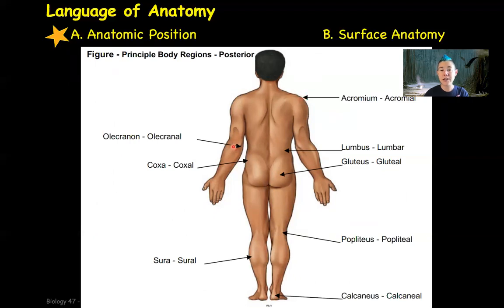The posterior of the elbow is the olecranon region. That's where you can feel your funny bone back here, which is the olecranon of the ulna. Remember that the other side is called the antecubital region. We can still see the coxal region, that hip bone. And we get a new region here, which is the lumbar region, and that's the lower back.